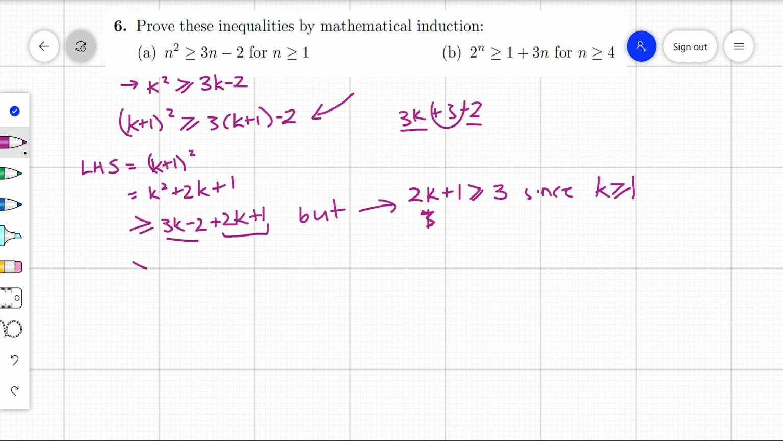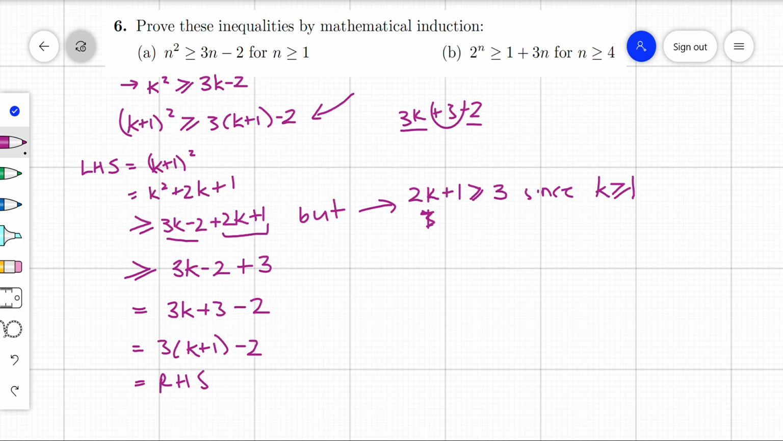So therefore this line above is greater than or equal to 3k minus 2 plus 3, which is what I want, because I want it to look like that right-hand side, which now it does. So now that's equal to the right-hand side. So we can say therefore, we've got that line, (k plus 1) squared is greater than or equal to 3(k plus 1) minus 2, no problem.